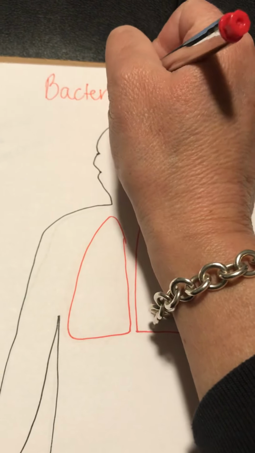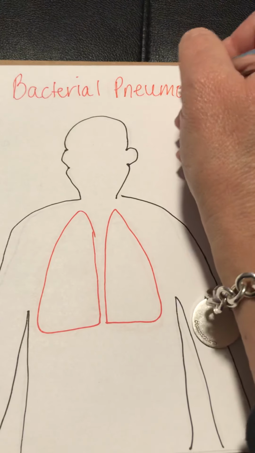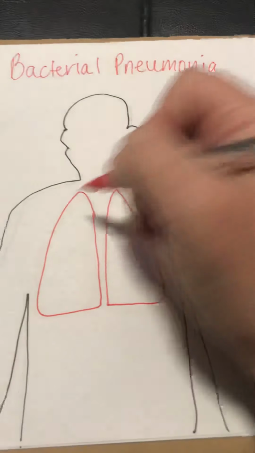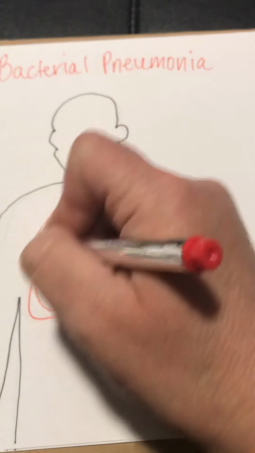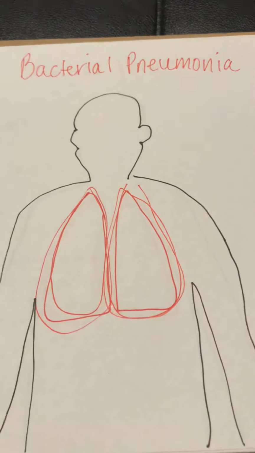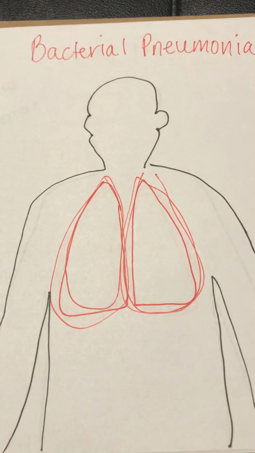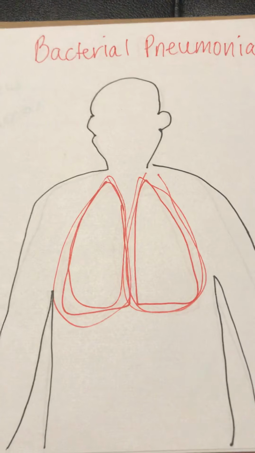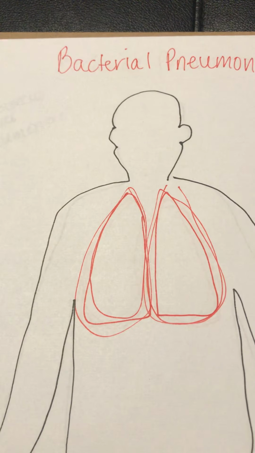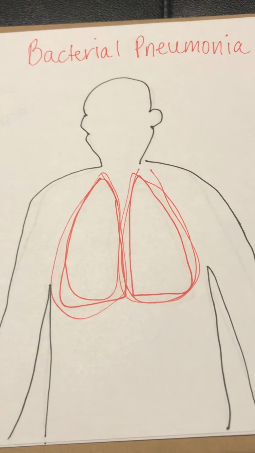Bacterial pneumonia is an inflammation of the lungs due to bacterial infection. Different types of bacteria can cause pneumonia, and pneumonia can occur in both lungs, one lung, or one section of a lung.